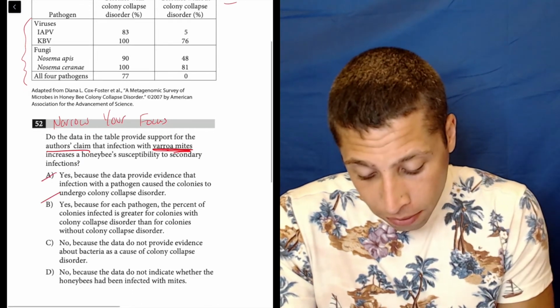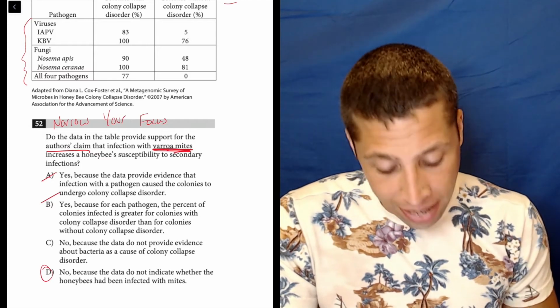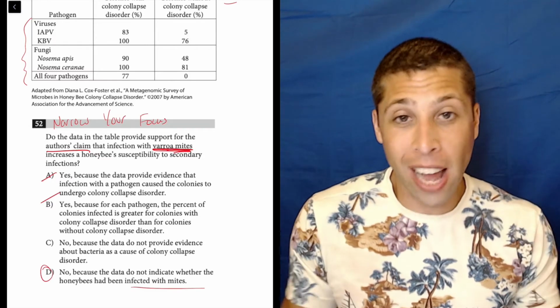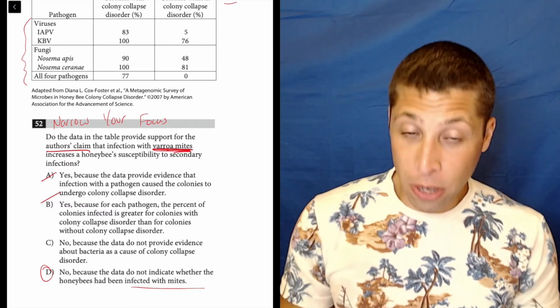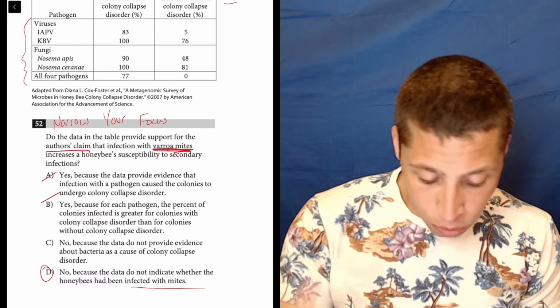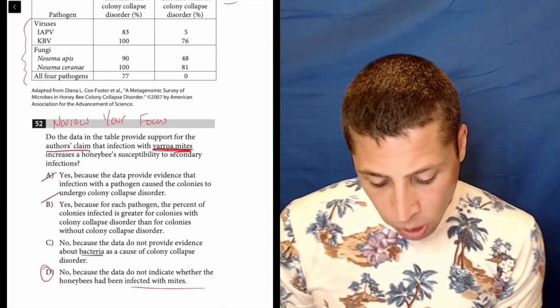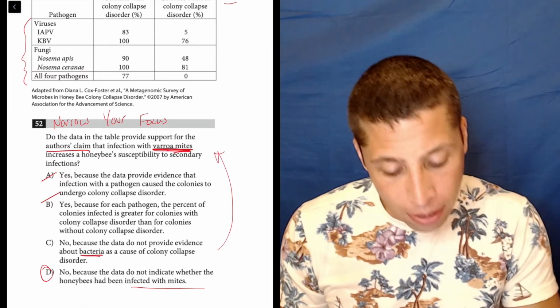And sure enough, it's not A or B. It's definitely going to be D. The data do not indicate whether the honeybees had been infected with mites. It's just not there. Now, we can look at the other choices a little bit more closely, but that would be good enough for me. C, the data do not provide evidence about bacteria as a cause of colony collapse disorder. Well, who cares about bacteria? That's true, but it has nothing to do with the claim in the question itself, right?